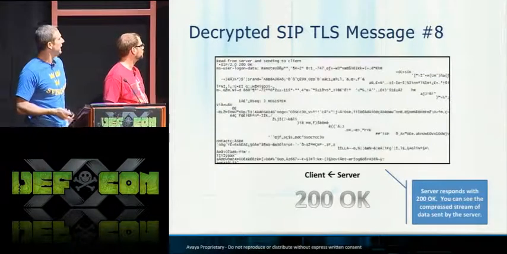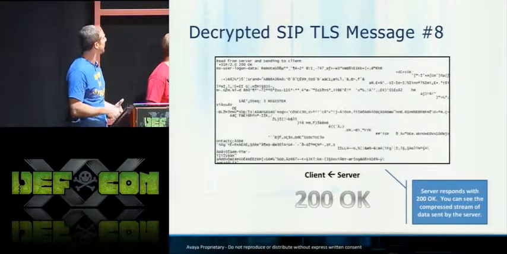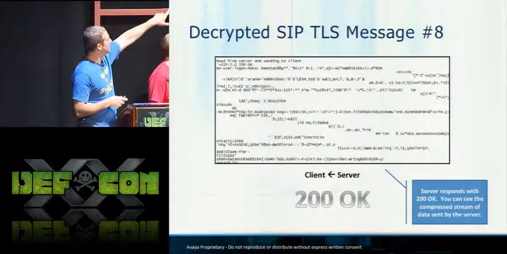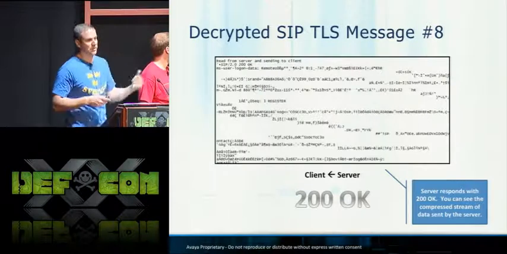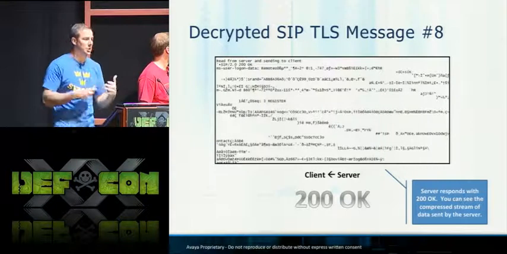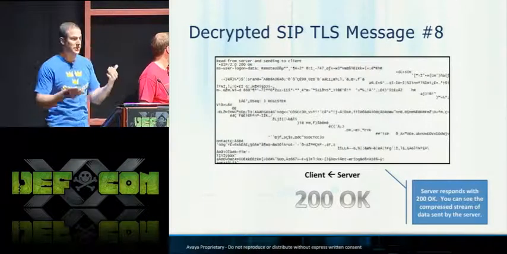So then we get the message number 8, the 200 OK, and there we go. We've seen the whole flow. It's pretty cool. We get the 200 OK at the top. You can see SIP 200 OK, message read from the server and sending to client, and then the rest of that is the compressed data. So we can play around with turning off the compression so that we can see the SIP message, and then we can eventually start doing some fuzzing attacks.